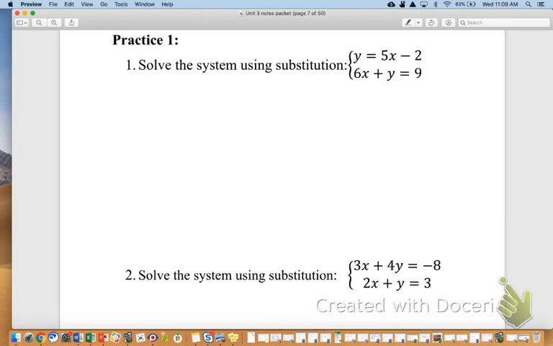And then on a graph, what does the solution look like? Intersection point. Yeah, it's where the two lines intersect. Or what's another way to say intersect? It's where they cross. It's where the two lines cross.